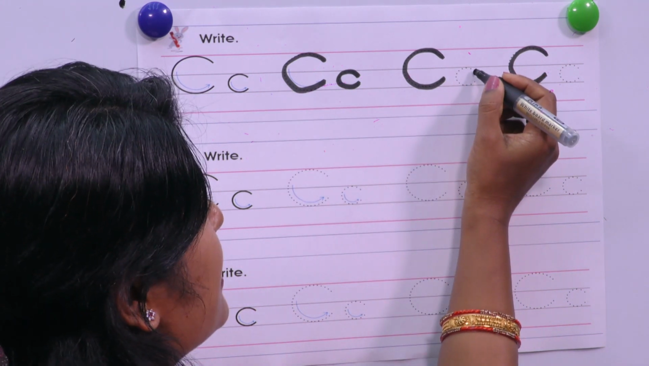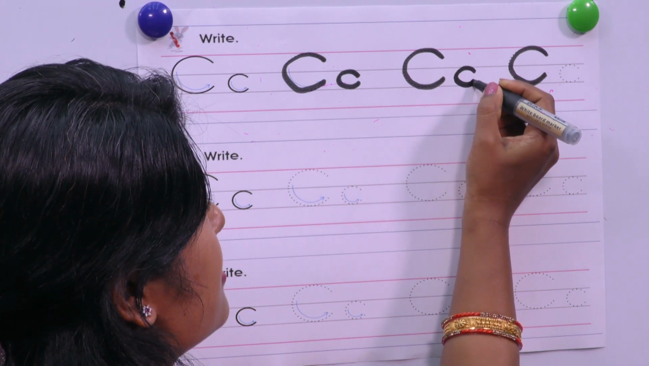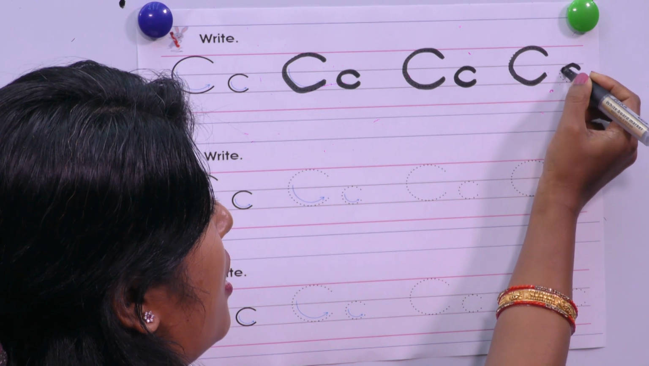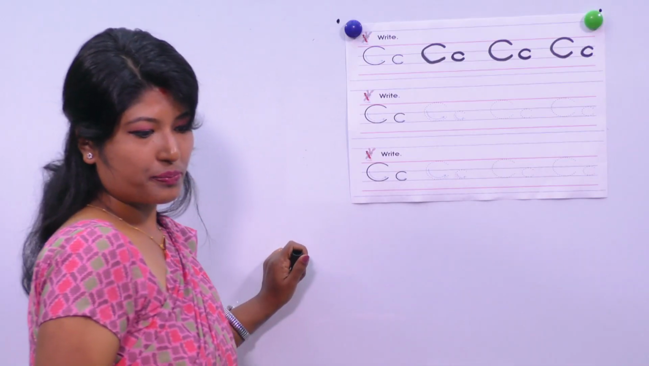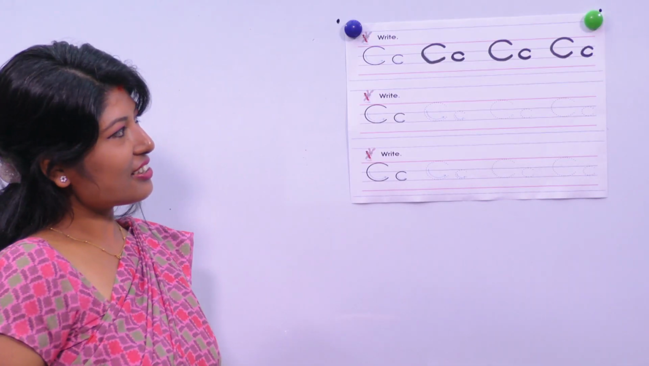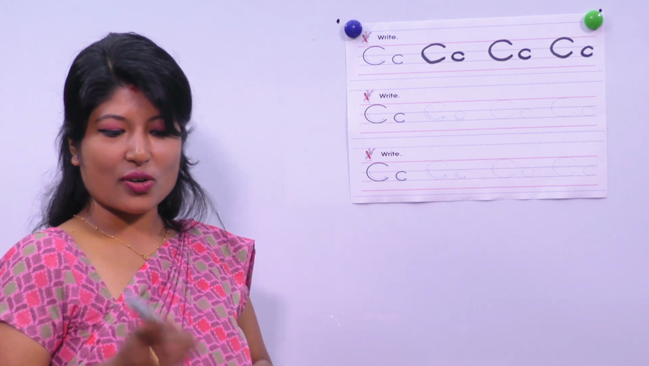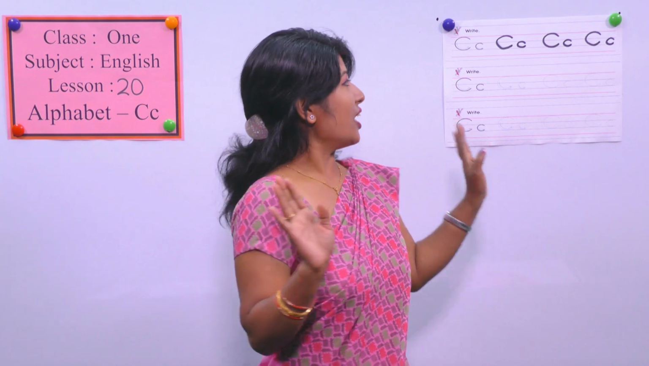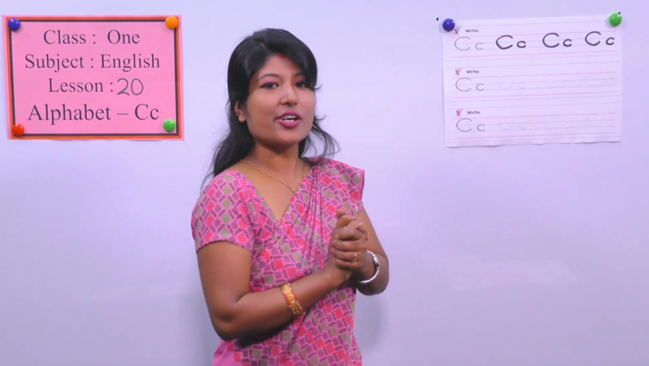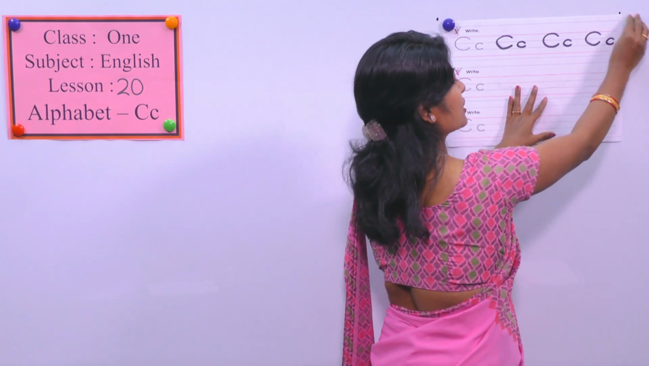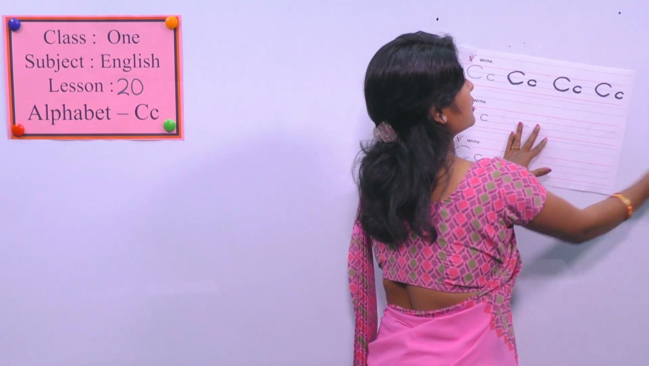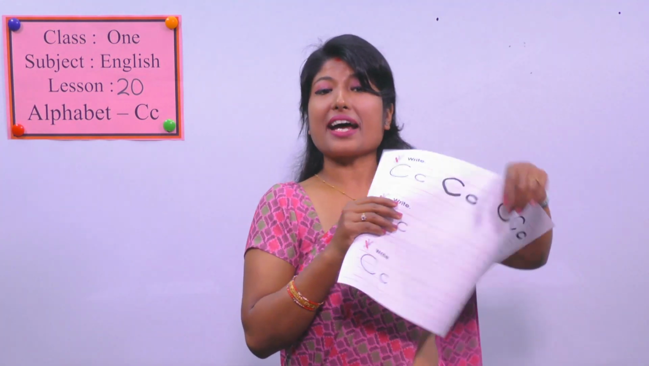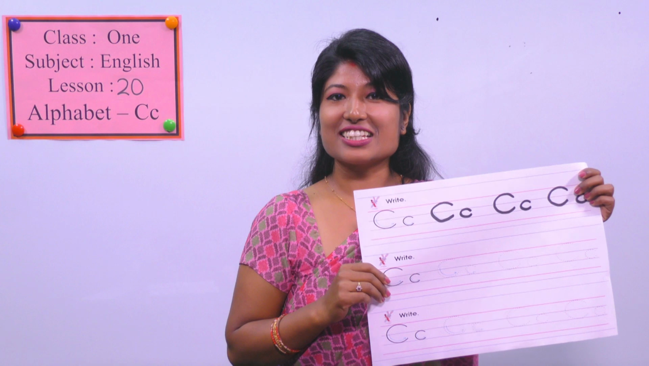Okay, practice once more like this. Go round like this. Okay, fine. Is it fine? Alright. Okay, so I hope you can practice now. After this, you can practice yourself. So let me remove this one. All of you practice writing C a lot.